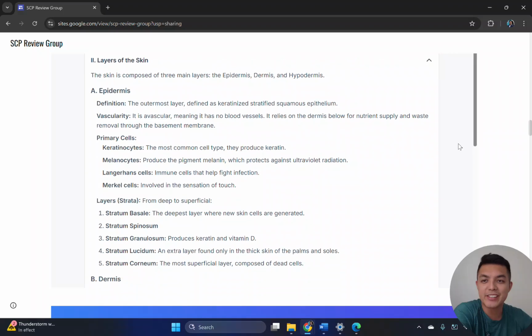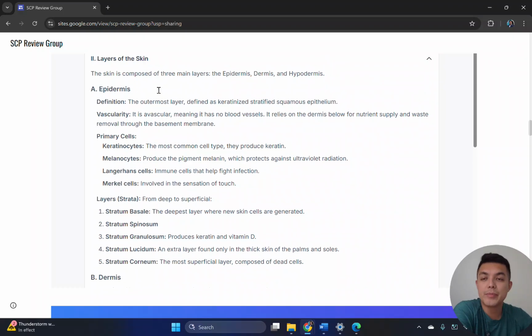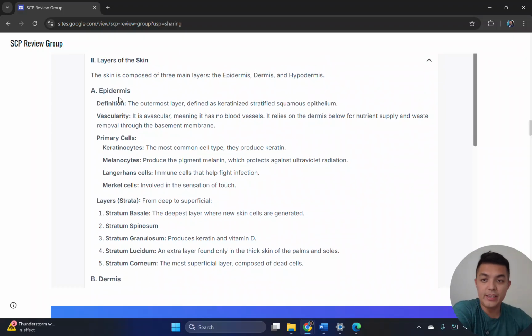Just imagine if you don't have skin. Bye bye Earth. So, layers of the skin. It's composed of three main layers: epidermis, dermis, and hypodermis. The epidermis is the outermost layer and is defined as keratinized stratified squamous epithelium. And it is avascular, meaning it has no blood vessels, and it relies on the dermis below for nutrient supply and waste removal through the basement membrane.